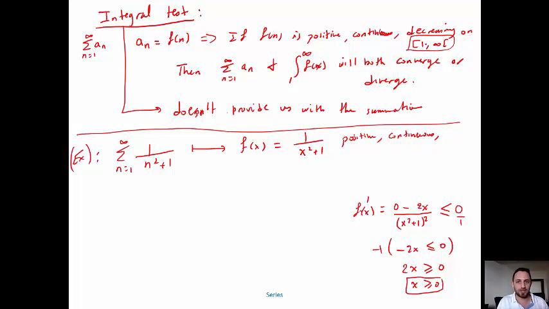Therefore, it is decreasing on 1 till infinity. Okay, so the function is positive, it is continuous, and it's decreasing in the domain from 1 to infinity. Therefore, you need to apply the integral test. Okay, the integral of 1 over x squared plus 1 from 1 till infinity.